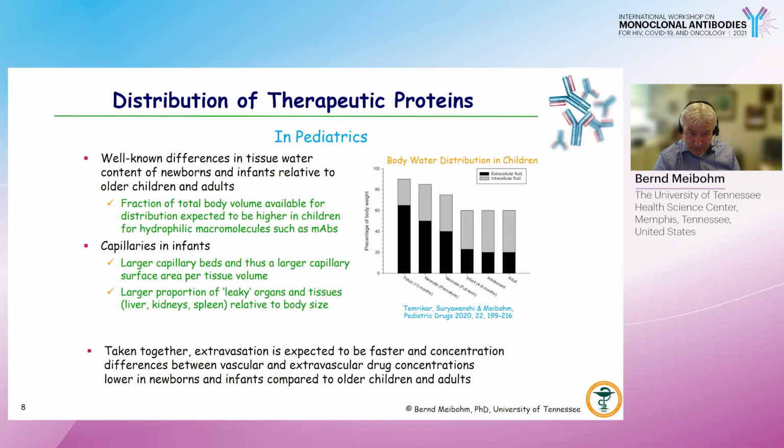In addition, infants seem to have larger capillary beds and thus a larger capillary surface area per tissue volume, and they also seem to have a larger proportion of leaky organs and tissues, so liver, kidneys, and spleen, relative to body size. Based on these two things together, one would expect that extravasation is faster and the concentration differences between vascular and extravascular drug concentration are lower in newborns and infants compared to older children and adults.